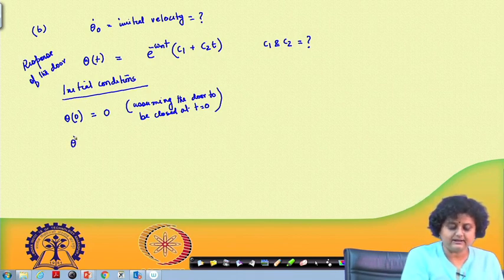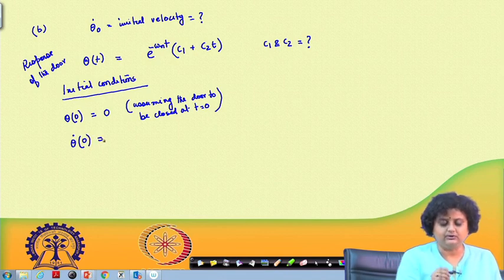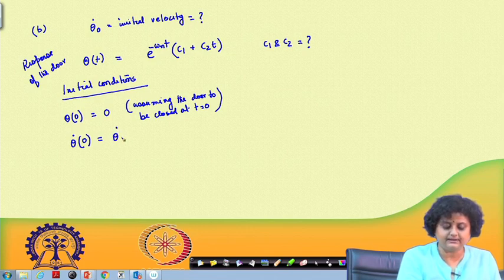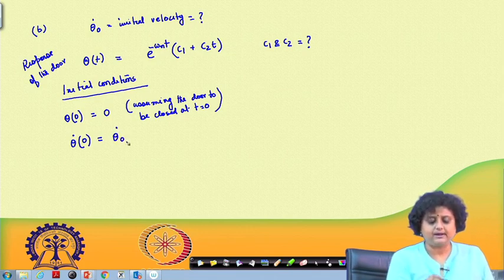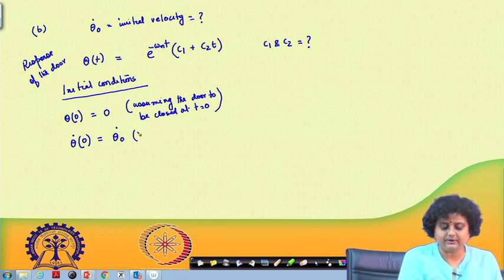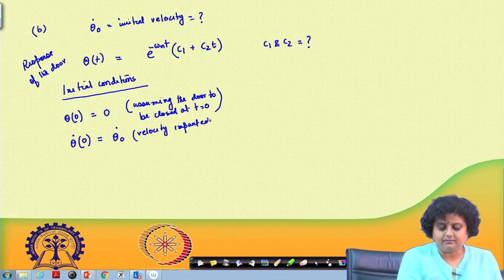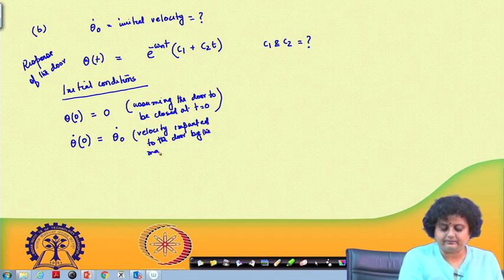The next initial condition is on the angular velocity, that is theta dot 0. So, theta dot 0 is not 0. This is the velocity that is imparted by the man on the door, and this is my initial velocity. Again, the angular velocity imparted to the door by the man at t equals 0.